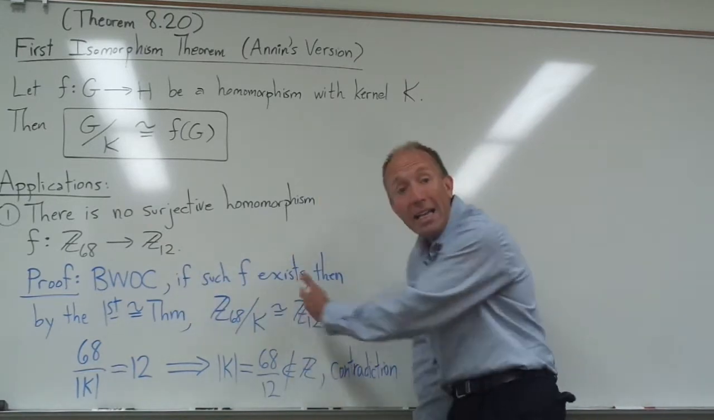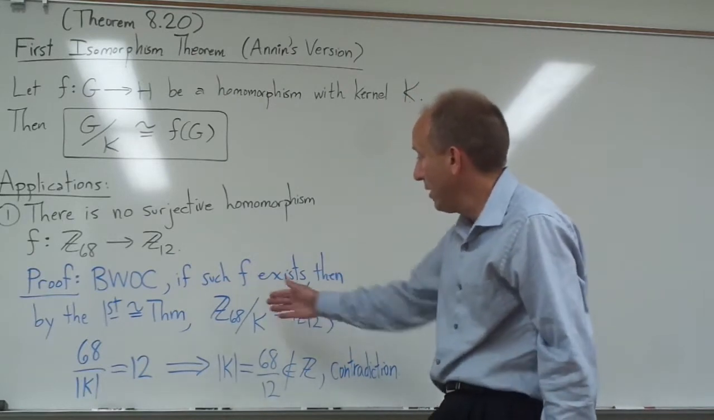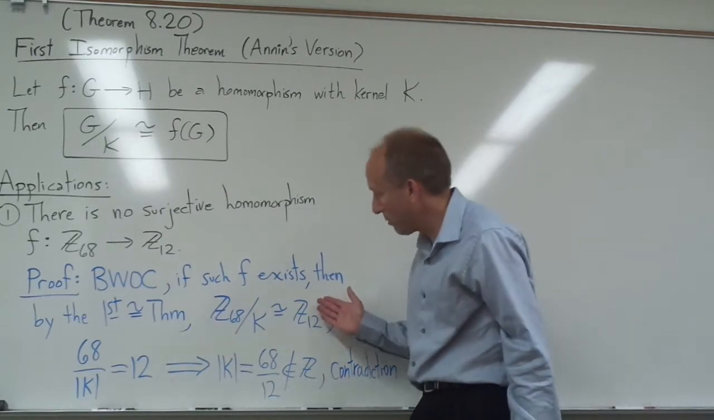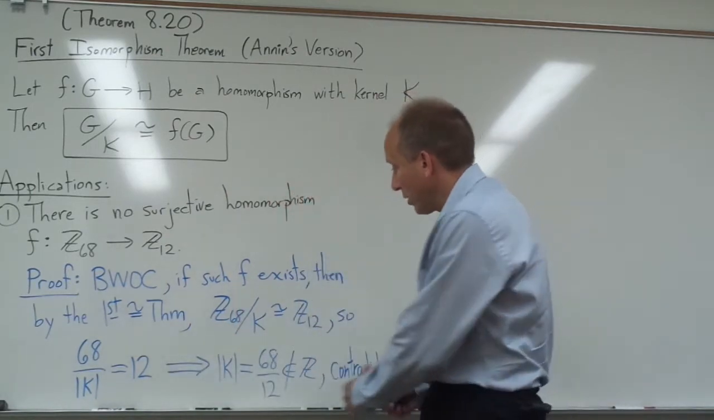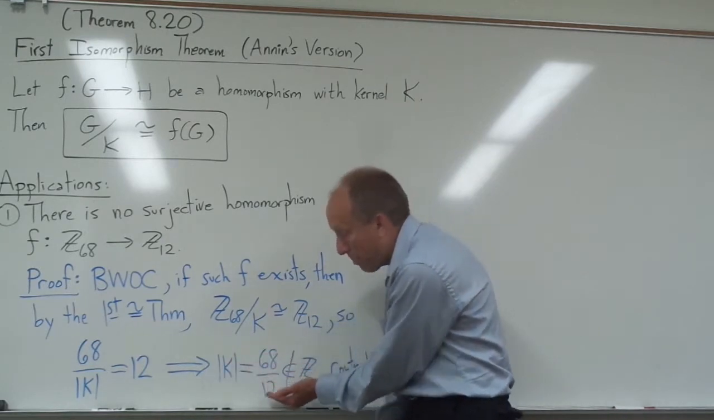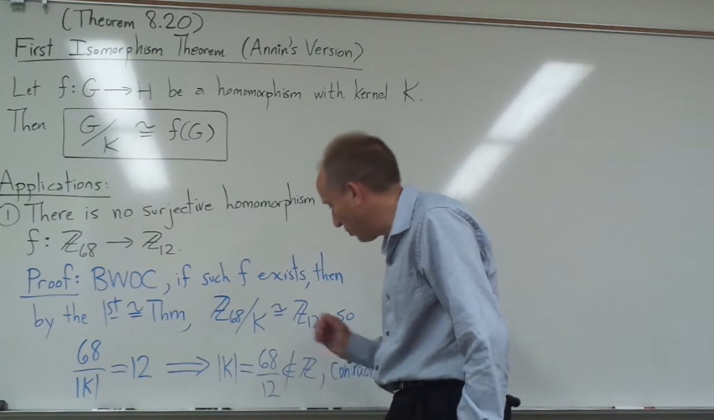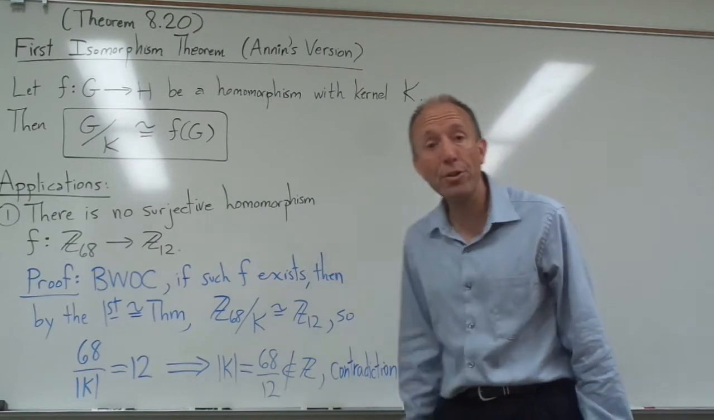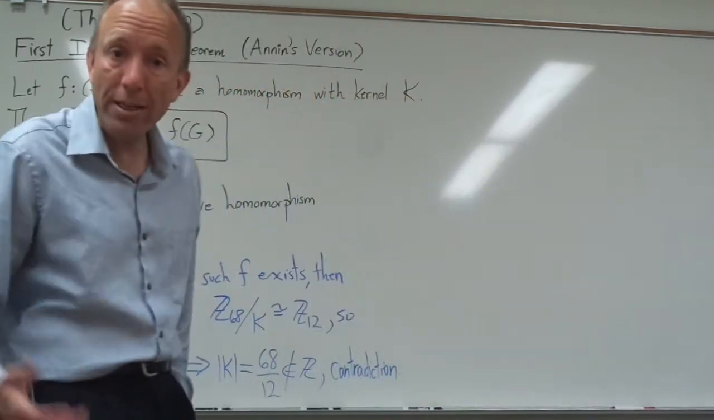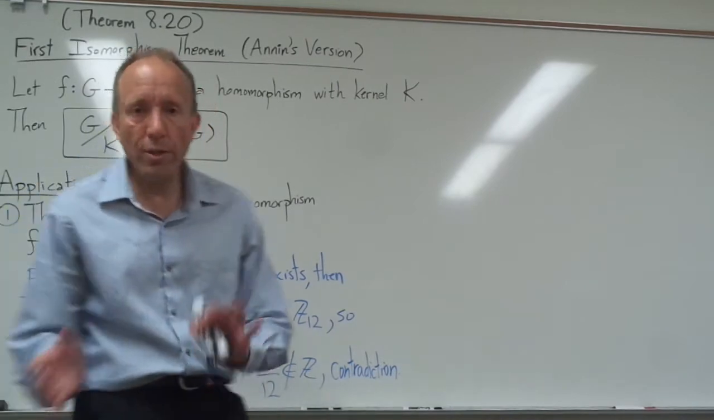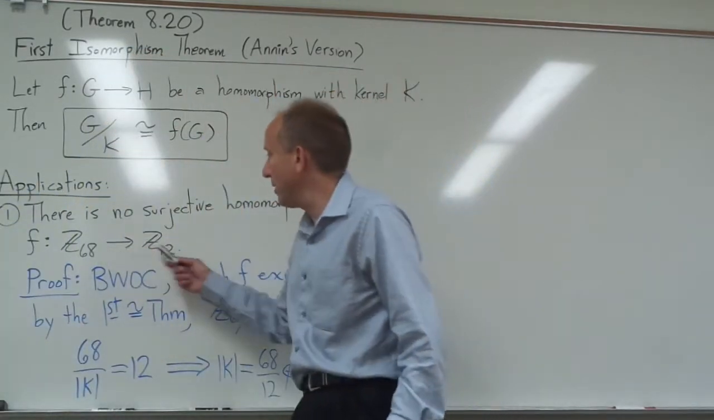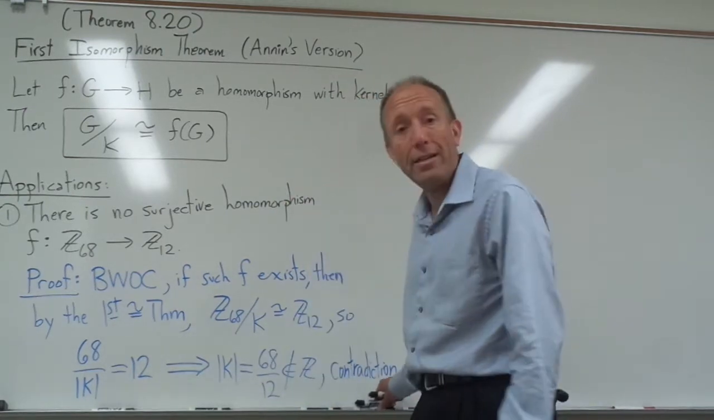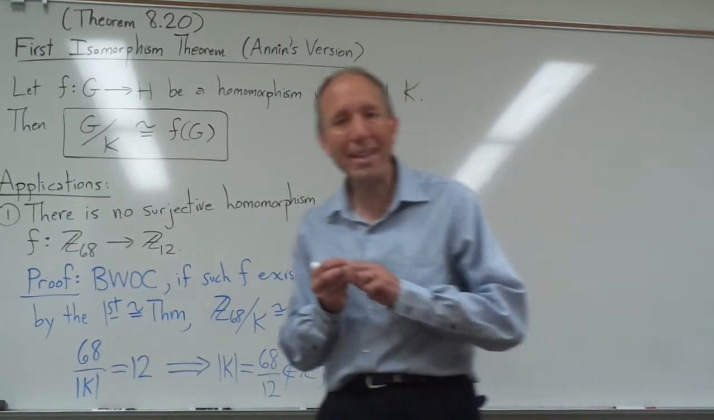And then you just compare sizes, right? The quotient group on the left has a size that's 68 divided by the size of the kernel, and the size on the right is just 12. And so the size of the kernel would not be an integer in that case. So 68 and 12 do not form an integer as a fraction. And so that's your contradiction, because the size of the kernel, of course, has to be an integer. And you notice that there's nothing special about the 68 and the 12 other than the fact that the 12 does not divide into the 68. That's all that you need in order to make that case.